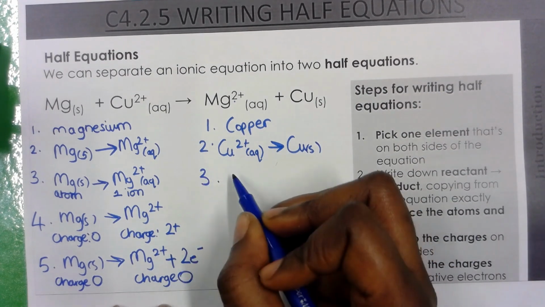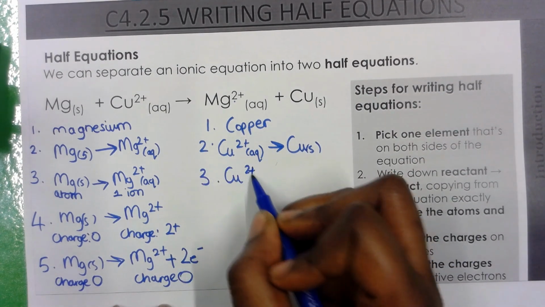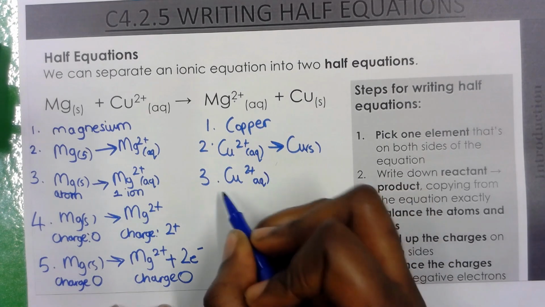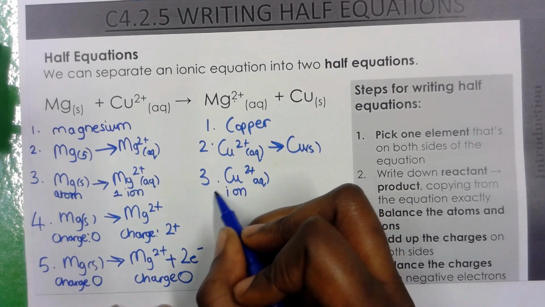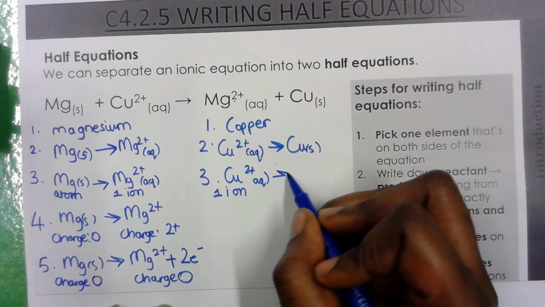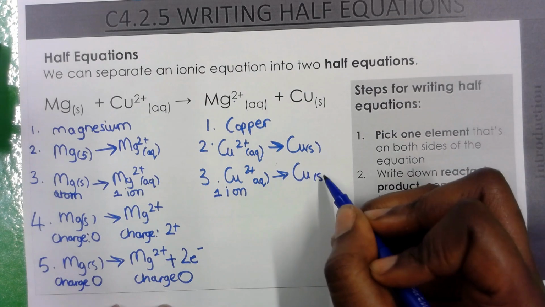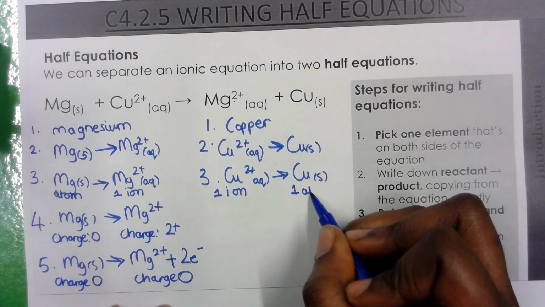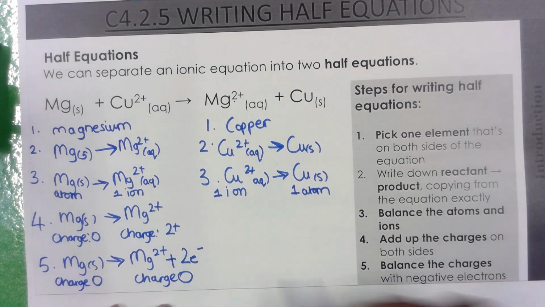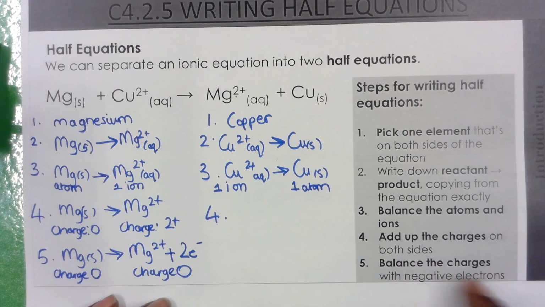Okay, step 3, I need to balance the atoms and the ions. Okay, so I've got my copper ion, I've got one copper ion here, and it's produced my copper atom, and I've got one atom here as well. Right, and again now step 4, we need to add up the charges on both sides.